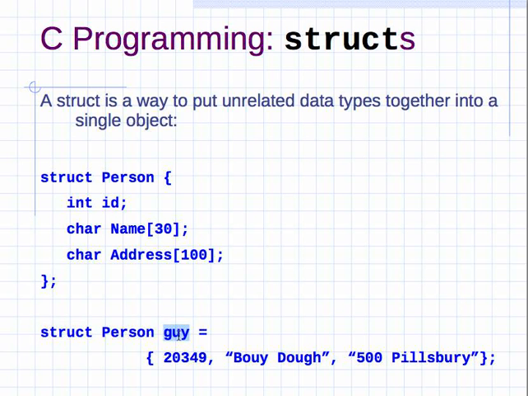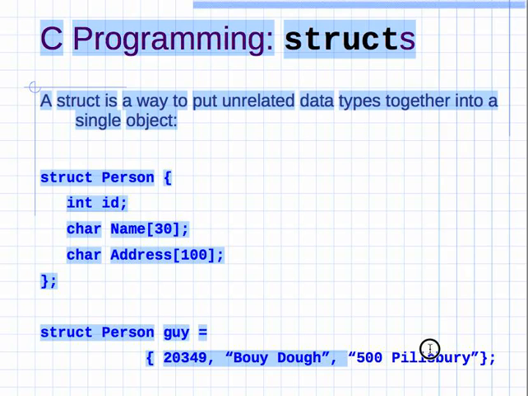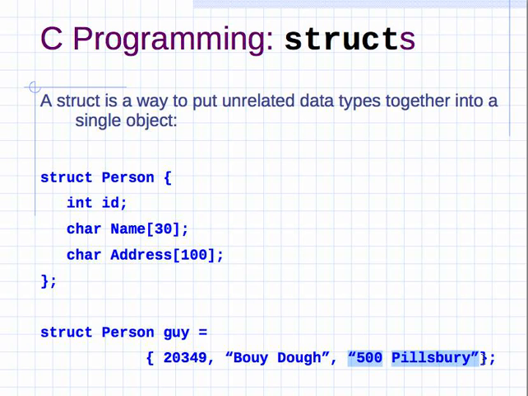So in this particular case, we set up this variable called guy, which is of type struct person. We initialize the int ID to 2349, and we initialize this array of 30 characters to this string, and we can do that. So remember, this will be null terminated, and then the second array of 100 characters is initialized to this string. Once again, it has a null termination character at the end.